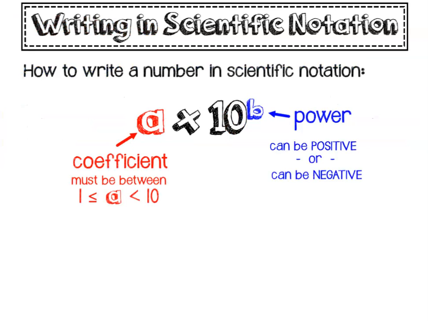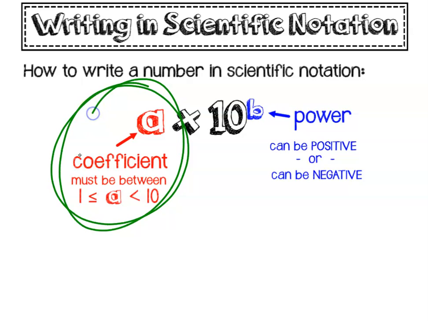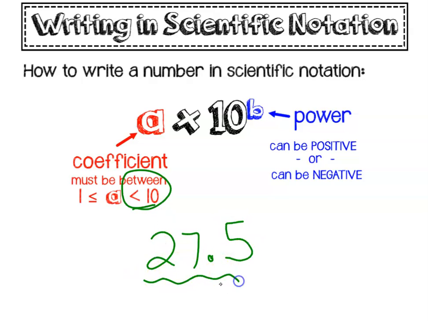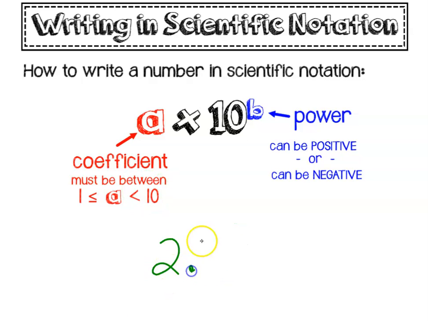All right. Now this is how a scientific notation number must begin. It must have a front number, known as the coefficient, that is between 1 and 10. Now it can be equal to 1, but it has to be lower than 10. So if I had something like this, that would be too big. My digit can be 2, but it can't be 27.